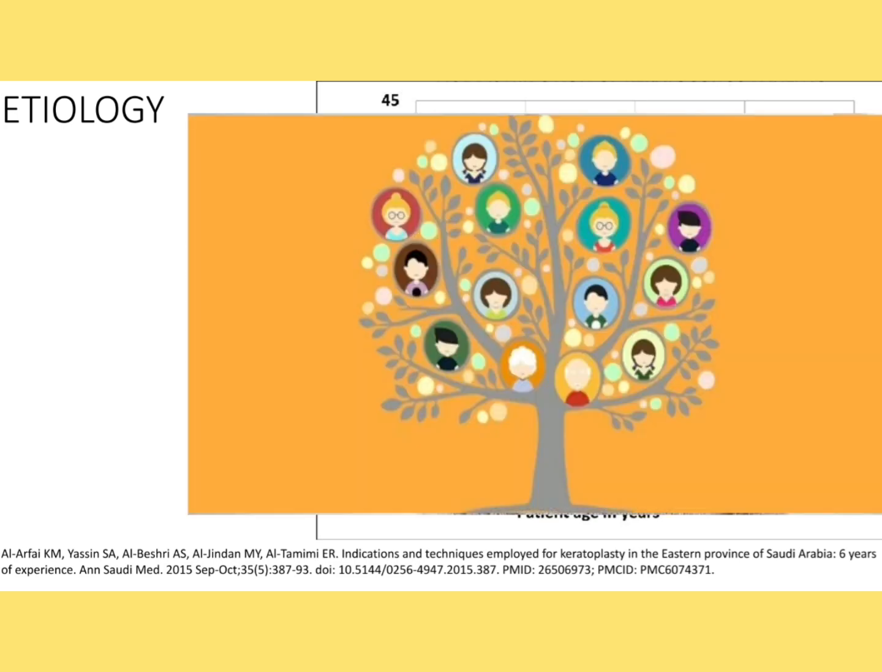If someone has a family history of keratoconus, suppose the patient's grandfather has keratoconus, then his offspring can also develop keratoconus. Keratoconus can flow in a hereditary manner, so if someone has keratoconus, then his offspring should also undergo a routine eye examination to detect any type of corneal ectatic disorder.